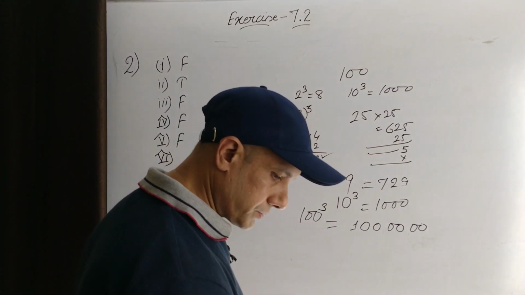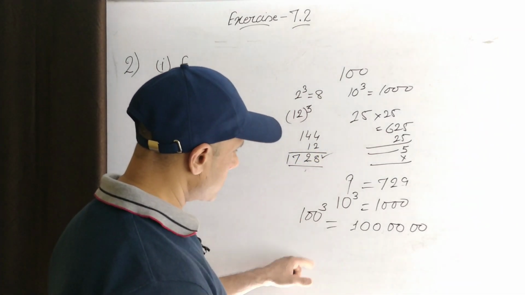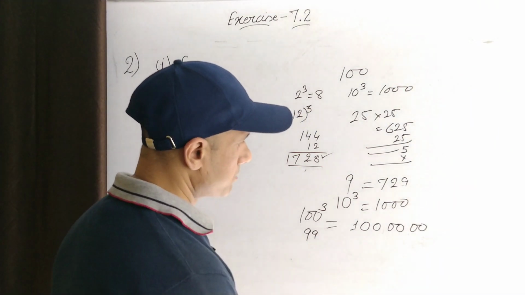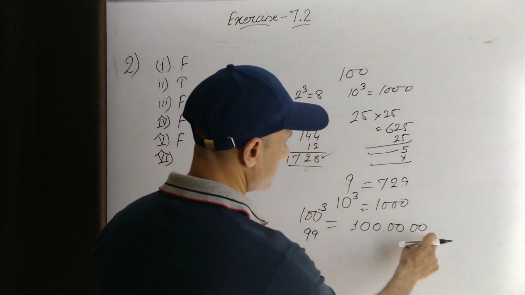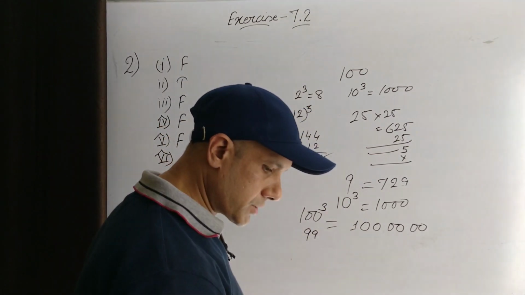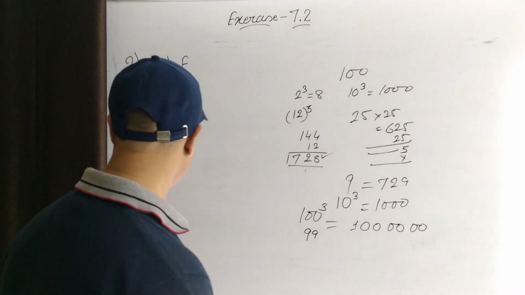So it is not possible. If we take 99, its cube is definitely going to be smaller than this, and this is the smallest possible 7-digit number, and it is going to be a 6-digit number. Clear? So this statement that the cube of a 2-digit number may have 7 digits or more is again false.